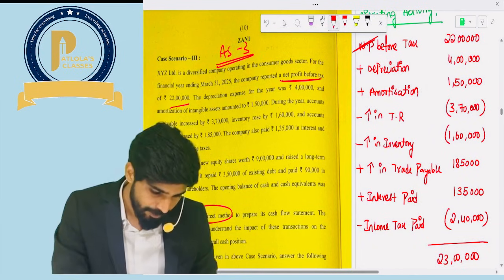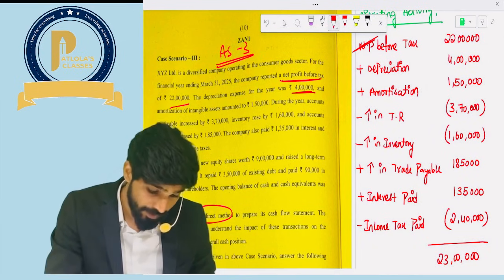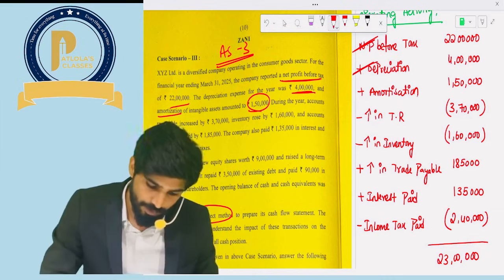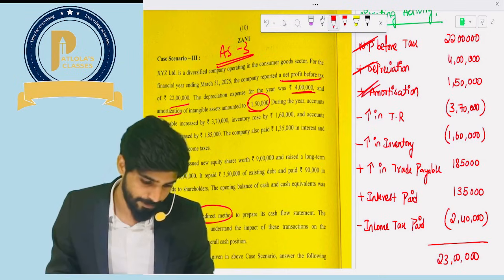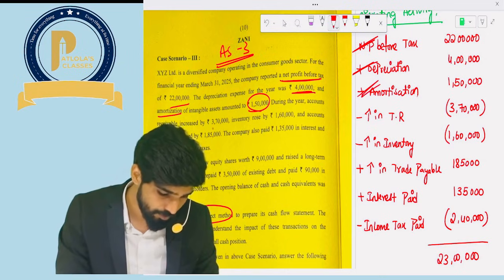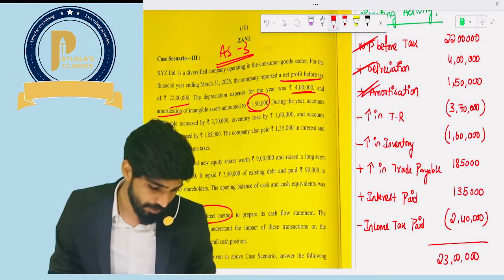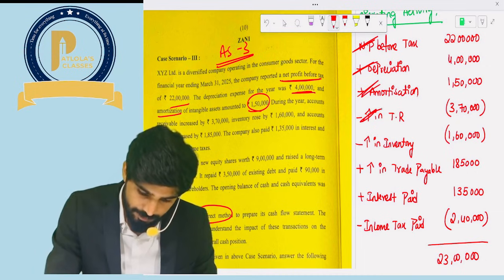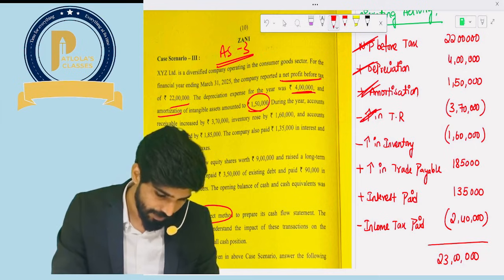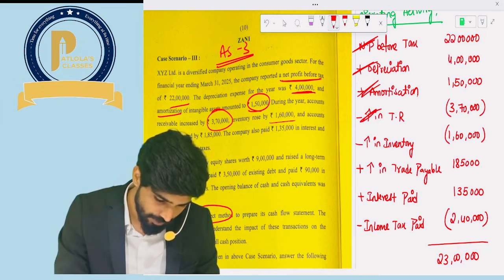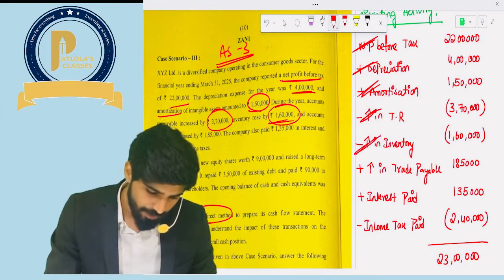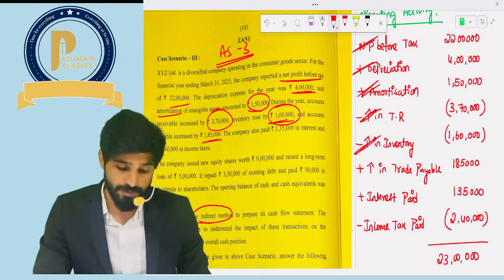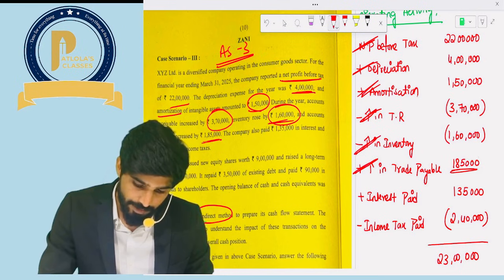So I have taken net profit before tax 22 lakhs. Depreciation being a non-cash expense, that should be added. Amortization also 1,50,000, non-cash expense, that also should be added. Next, accounts receivable, that is working capital changes, current asset is increasing. If current asset is increasing, that should be deducted, 3,70,000. Then again, inventory is also increasing by 1,60,000, that also should be deducted. Trade payable is increasing. If trade payable is increasing, we have to add it, 1,85,000.